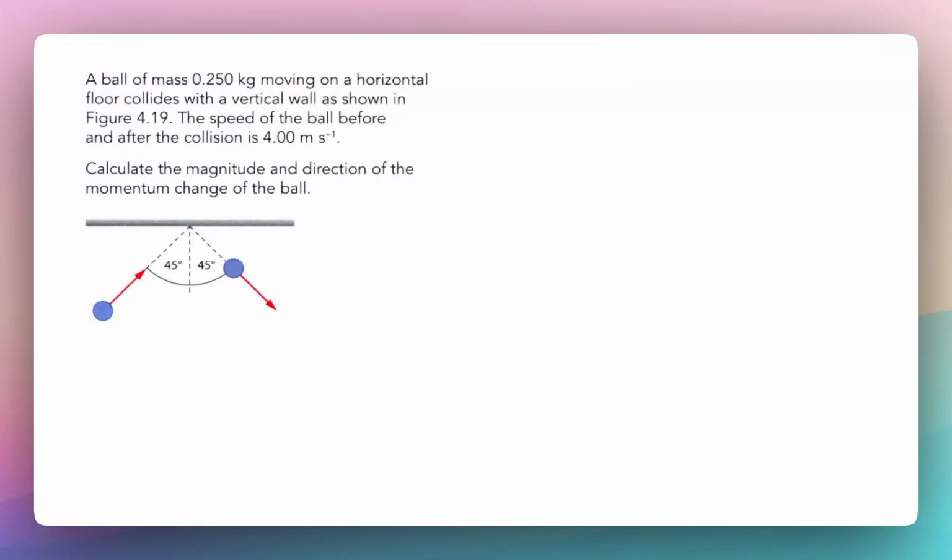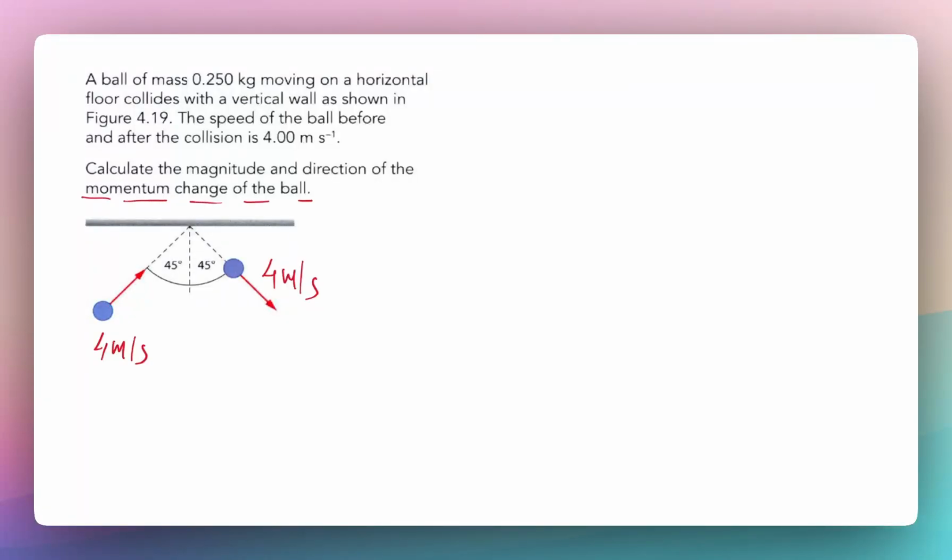Okay. So a ball of mass 0.25 kilogram, which is 1/4 kilogram, moving on a horizontal floor, collides with a vertical wall as shown in the figure. The speed of the ball before and after the collision is 4 meter per second. But remember, because velocity is a vector, and momentum is a vector, the direction has changed. So calculate the magnitude and direction of the momentum change of the ball.